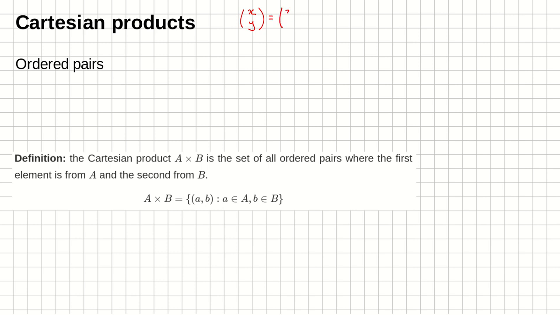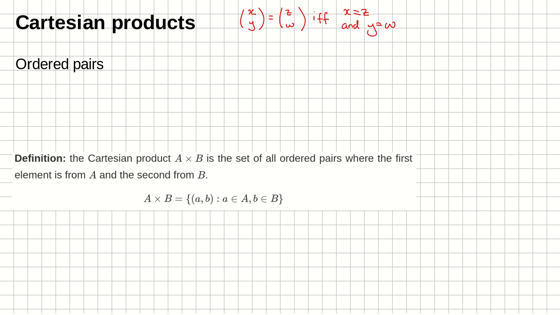And the key property that these vectors have is that if you have two of them and they're equal, so (x, y) equals (z, w), well, that happens if and only if x is equal to z and y equals w. And this property is called the ordered pair property. And what we're going to do is describe a similar construction where the entries in our ordered pairs can come from any set, so not just from the real numbers.